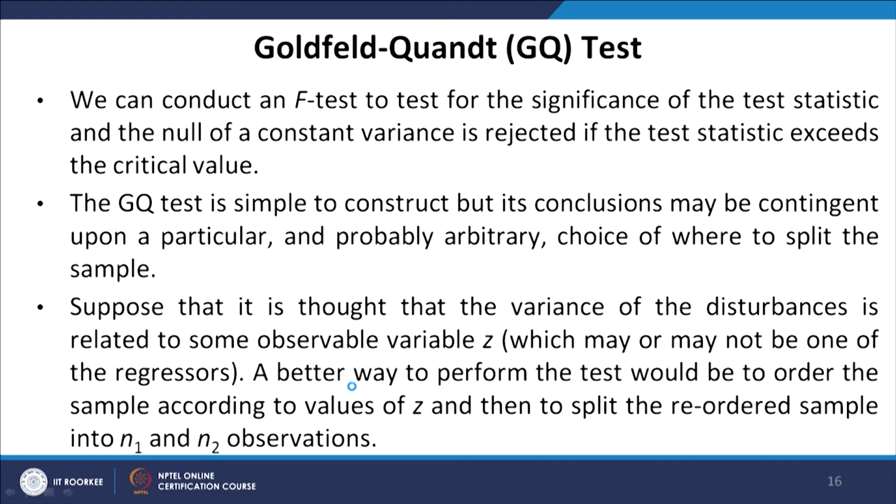Suppose that it is thought that the variance of the disturbance is related to some observable variable z, which may or may not be one of the regressors. A better way to perform the test would be to order the sample according to the values of z, and then to split the reordered sample into n1 and n2 observations. So, this just provides some guidelines about how to go for a split, but then there is no specific rule about how to split observations or the sample. So, that is one problem with the GQ test.